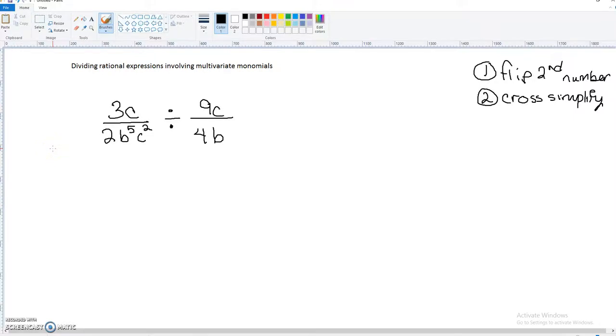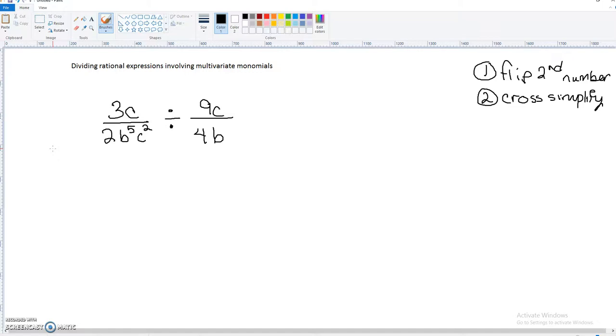Dividing rational expressions involving multivariate monomials. This topic is very similar to our multiplying rational expressions. The difference is, obviously, we're dividing. And if you remember, we cannot divide fractions. It's like against the rules, against the law.